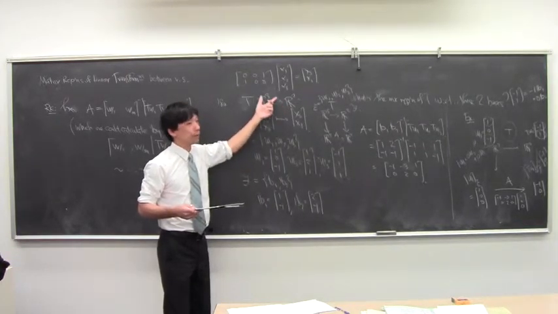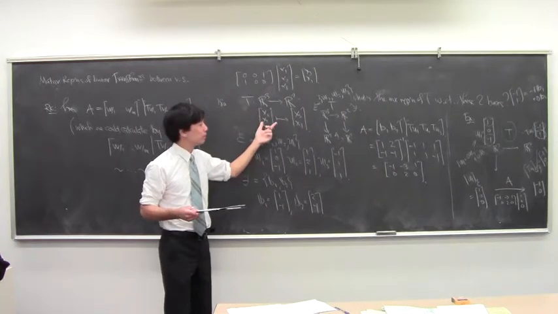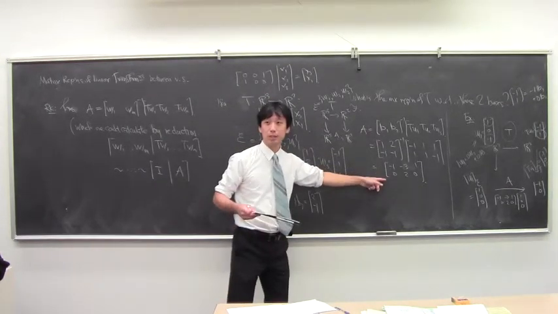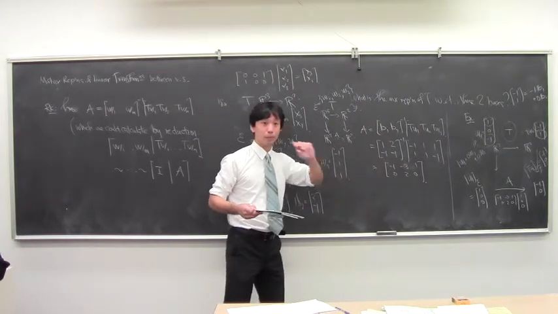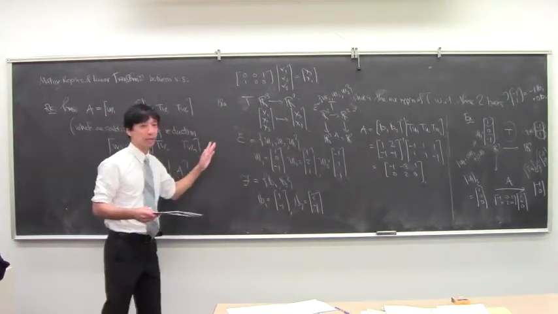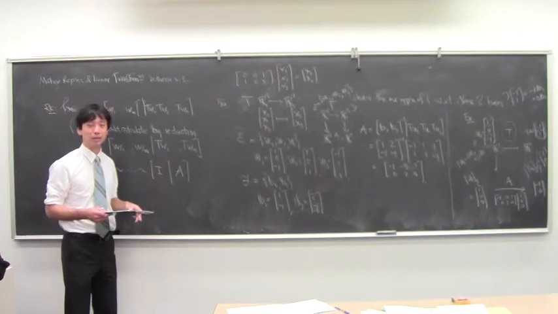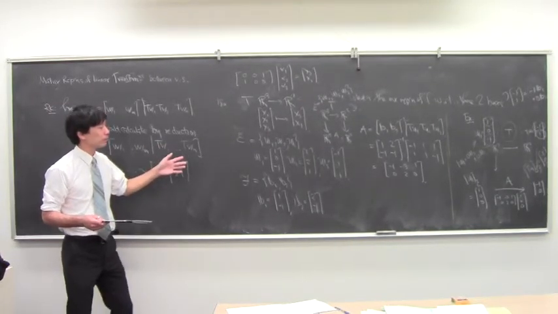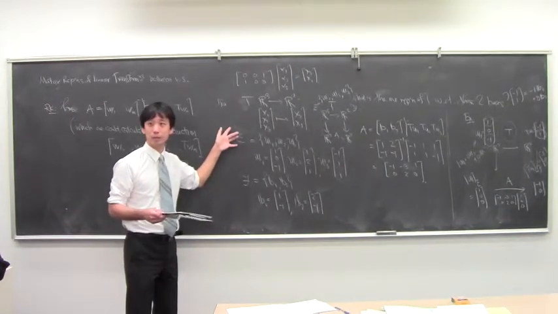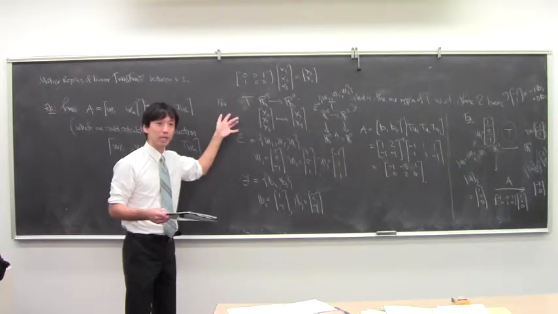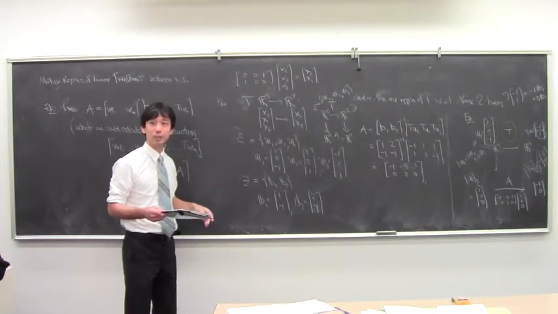But if we represent it with respect to a different basis, we get a different representation. So this is actually the point you want to get out of this: by changing the basis, you can get different representations of the same linear transformation.